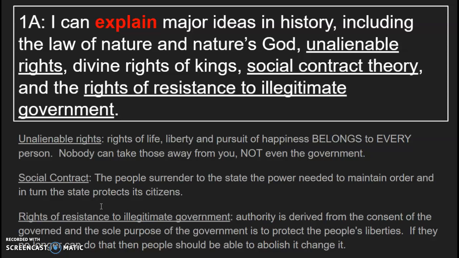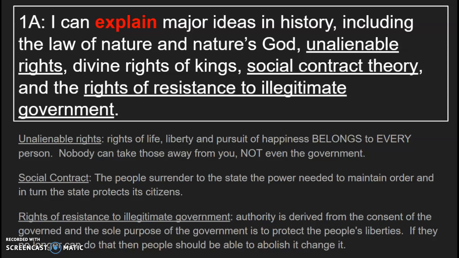Next is the rights of resistance to illegitimate government. So with the social contract and with the unalienable rights, basically what the rights of resistance to illegitimate governments is, authority is derived from the consent of the governed, that is us. We're the ones that are governing through elected officials, and the sole purpose of the government is to protect the people's liberties. And if they don't protect the people's liberties, which is life, liberty, and the pursuit of happiness, and they don't maintain order and protect us, then we as citizens have the ability to abolish or change that government. And so that's what rights of resistance to illegitimate governments means.